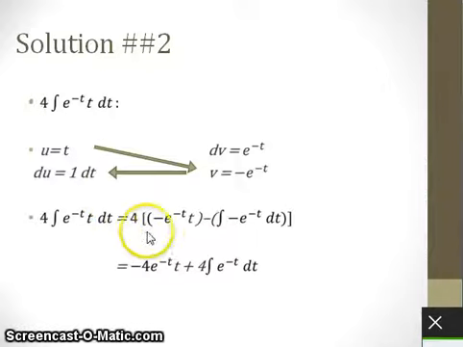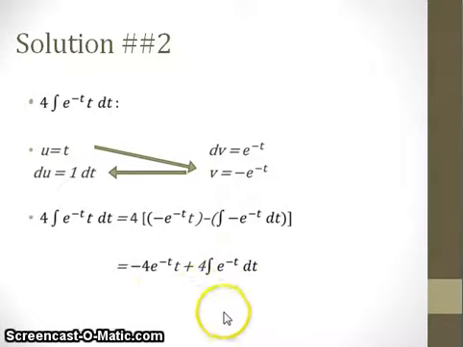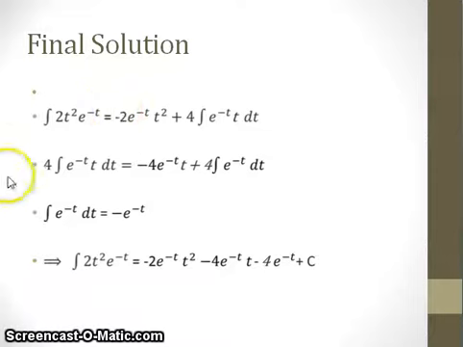Now we take our 4 and multiply it by both brackets, so it will become minus 4 times e to the power of negative t times t, plus 4 times the integration of e to the power of negative t with respect to t. As we can see, we have an integration, so we have to integrate again, and that will be the last integration for this question. The integration of e to the power of minus t with respect to t equals negative e to the power of negative t, and this is the last step.